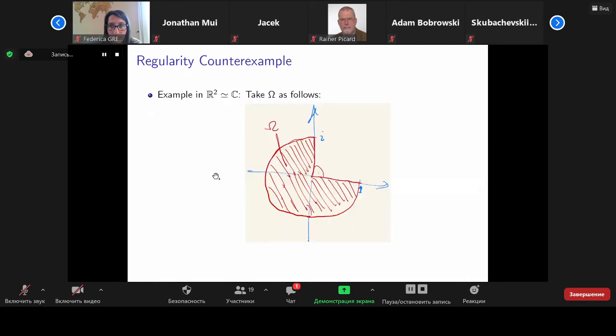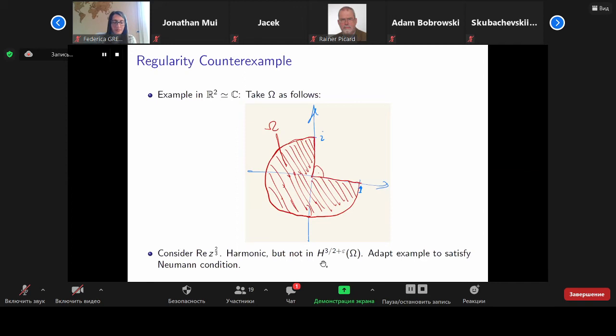And there is a nice example to see this. It is a modification of a regularity counterexample for the Dirichlet Laplacian, so the second order case. One can think of the following domain even in R^2, if we identify it with the space of complex numbers. One might imagine it as some kind of pie where we just ate 1/4 out, and then we can consider the following function. We take z to the power 2/3 and take its real part. Then this is a harmonic function, but it does not lie in any better space than 3/2, because of integrability issues at the origin.